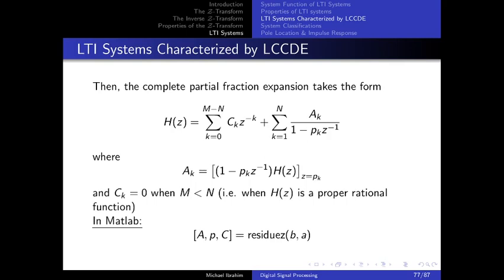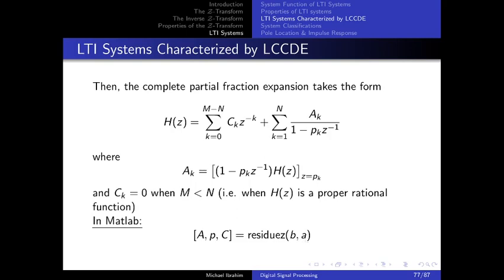And in MATLAB, we have a command that's called residue z. Residue z will give us three outputs, A, P, and C. The A are the constants over here, P are the pole locations, and C are the constants we're going to get from the long division. And you give residue z two inputs, B and A. B is the feed-forward coefficient, A is the feedback coefficient.